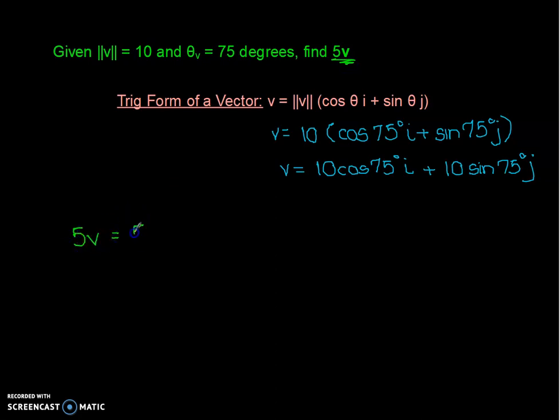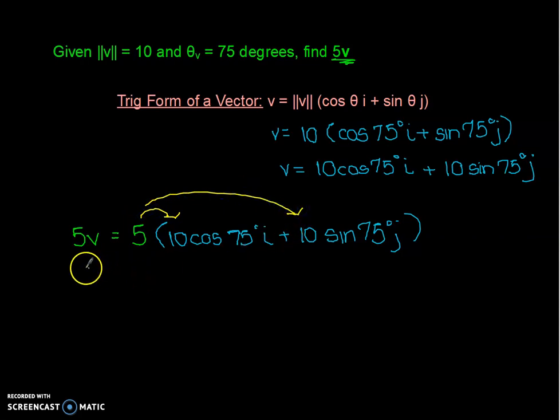So from vector operations, I am just multiplying the entire vector v by 5, which gives me 10 cosine 75 degrees i plus 10 sine of 75 degrees j. So all I'm really doing here is distributing the 5. Now you can only distribute to each term, and you can only multiply the scalar value by the actual magnitude. You can't multiply anything by an angle. Remember, you're taking the cosine and sine of that angle.